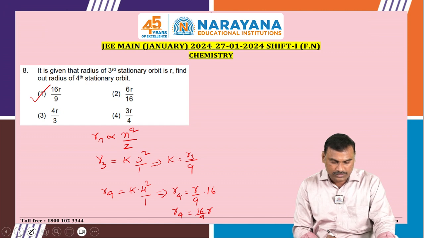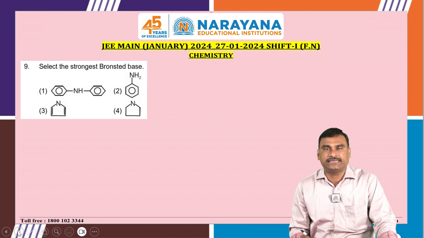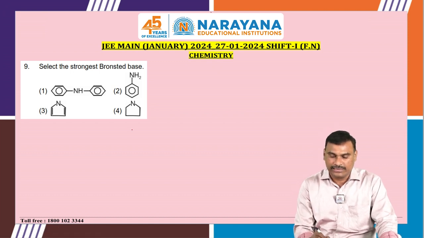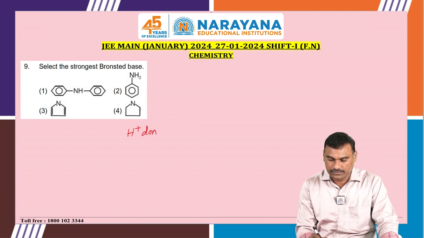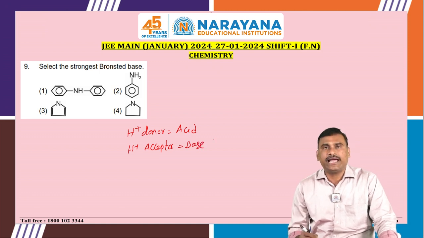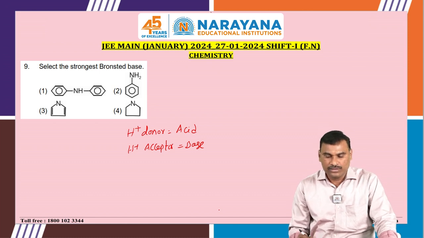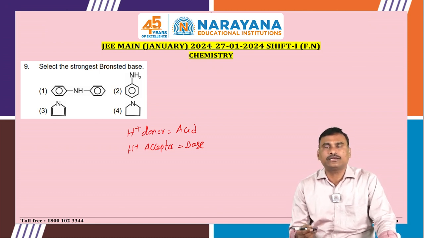Now let us go for the next question, student. 9th, select the strongest Bronsted base. According to Bronsted-Lowry theory, H plus donor is the acid, H plus acceptor is the base. To take H plus, it should be a lone pair donor. Therefore, we need the best lone pair donor.